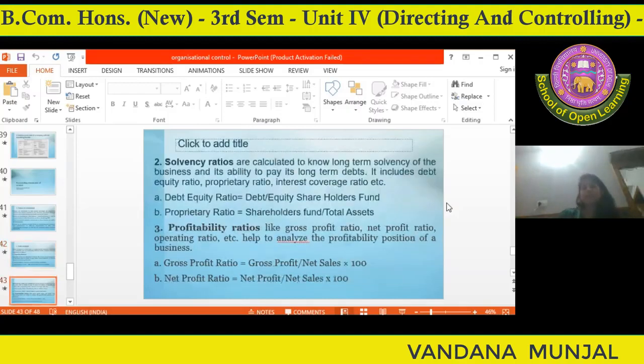बिजनेस अपनी डेट को पे करने में कितना कैपेबल है, अपने शेयरहोल्डर्स के फंड्स को कितना अच्छे से यूटिलाइज कर रहा है. अगर उसके ऊपर लाइबिलिटीज हैं बहुत सारी तो इट इज टोल्ड बाय सॉल्वेंसी रेशियोज. लॉन्ग टर्म लिक्विडिटी के बारे में बताती है सॉल्वेंसी रेशियो. प्रॉफिटेबिलिटी रेशियो प्रॉफिटेबिलिटी पोजीशन के बारे में बताती है, जिसमें बड़ी सारी तरीके से हम प्रॉफिटेबिलिटी को देख सकते हैं. बट बेसिकली हम ग्रॉस प्रॉफिट को देखते हैं कि इन कंपैरिजन टू सेल्स हमारी प्रॉफिटेबिलिटी कितनी है.